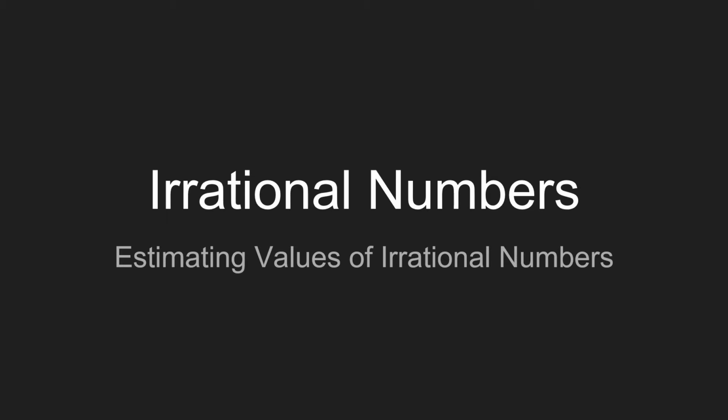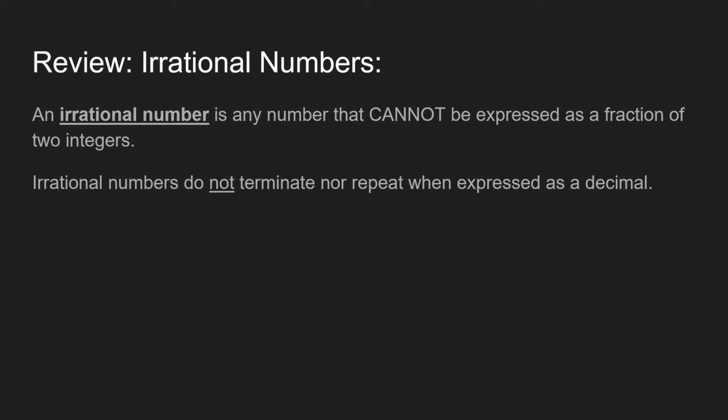Hello, in this video we will continue our discussion of irrational numbers by estimating their values. So let's review what irrational numbers are. Irrational numbers are any numbers that cannot be expressed as a fraction of two integers with the denominator not being 0. Irrational numbers do not terminate nor repeat when they are expressed as decimals.